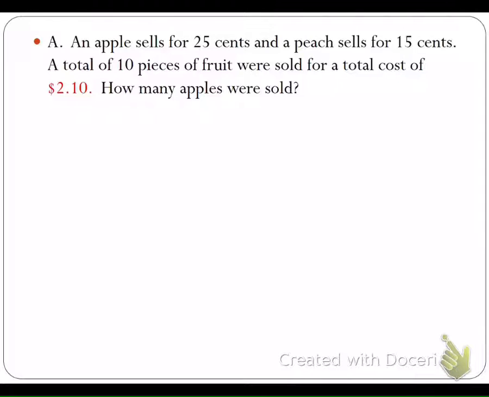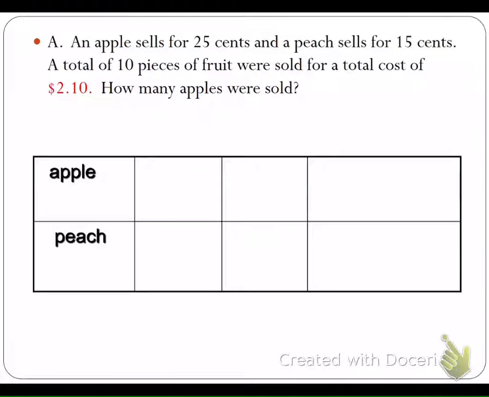All right, so an apple sells for 25 cents and a peach sells for 15 cents. A total of 10 pieces of fruit were sold for a total cost of $2.10. How many apples were sold? So what are my 3 columns going to be? Anyone know?